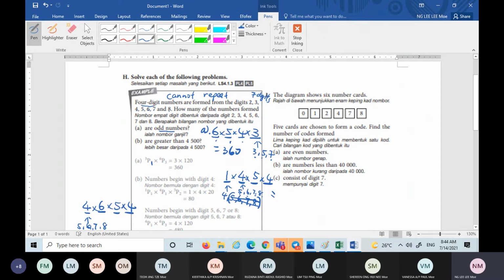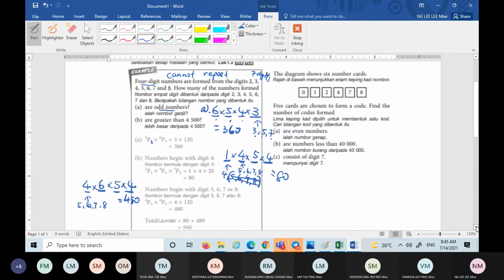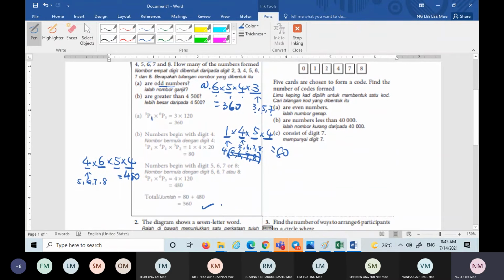So this one you get what? 20 times 4. This is 80. This one, 24 times 20, you get 480. Okay, so just add these two up. So you get 560. Okay, 560. Okay, so far? Any question to ask me?